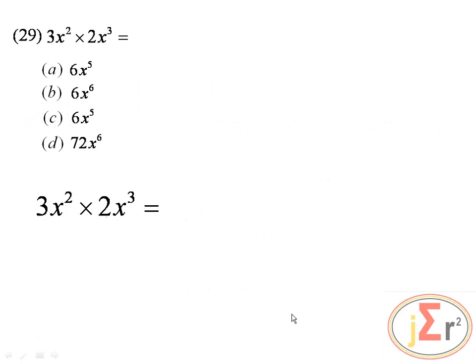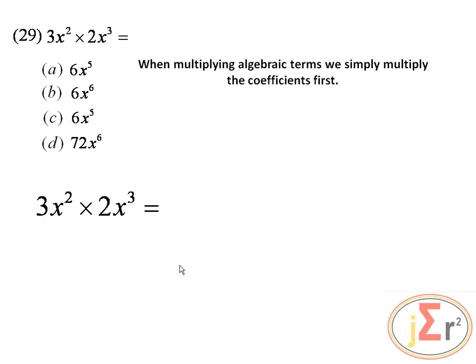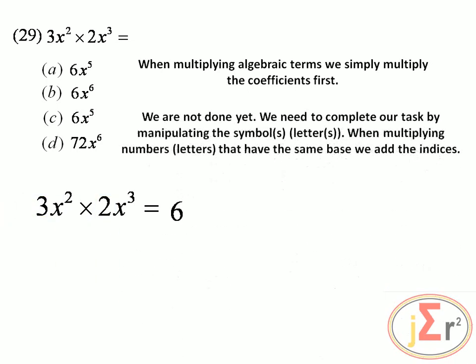There we have an algebraic expression in which we need to multiply 2 terms. How do we do that? When multiplying algebraic terms, we simply multiply the coefficients first. So we have the 3, the 2, 3 2's are 6. We are not done yet. We need to complete our task by manipulating the symbols, or letters, as we have them right there.